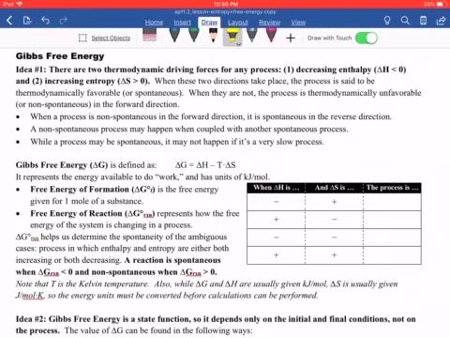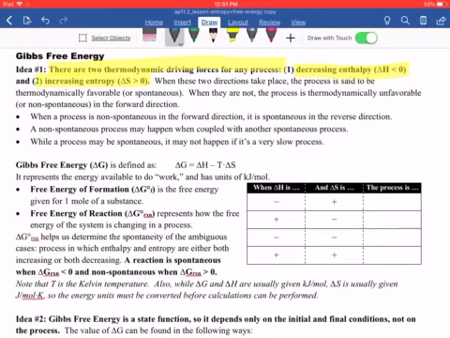says there are two thermodynamic driving forces for any process. Those thermodynamic driving forces mean that it will drive a reaction forward or backwards. The first one is that there has to be a decrease in enthalpy, so enthalpy delta H has to be negative, that's the more favorable condition. And there has to be an increase in entropy, so delta S has to be positive. That's the more favorable condition. So when we have exothermic reactions, negative H, or more chaos, positive S, it will be thermodynamically favorable.